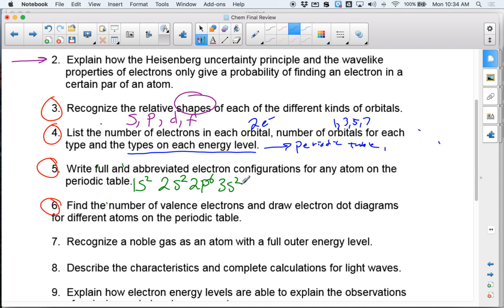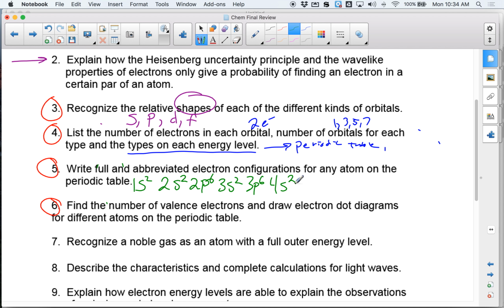Again, we skip over to the P's, 3p6. That takes us through the third line there. Now we're down at potassium and calcium, so those are our S's in the fourth energy level. So 4s2. And then here's where we have to be careful.